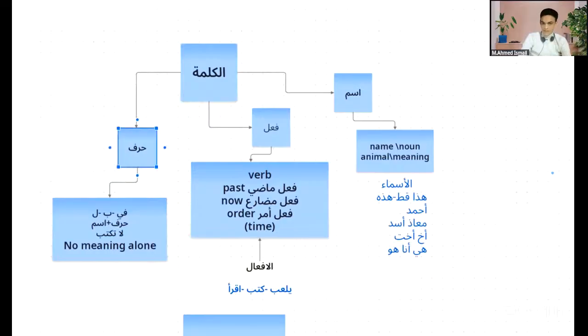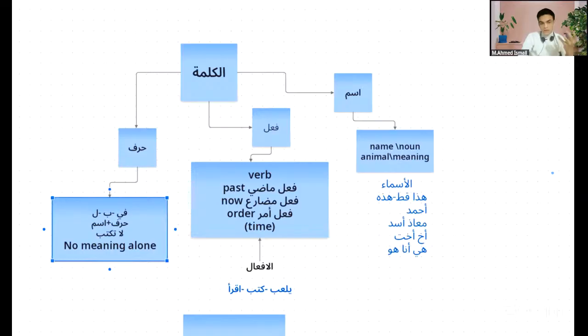Like we say اسم, which means name or noun or animal or meaning of something, but without time, because the time was the verb. So the verb, what is the meaning of verb? Verb or فعل, in Arabic, it gives us the meaning of action or something, but with the time of it. Like كتب, wrote, يكتب, write, and اكتب, like write. It's a combined verb.